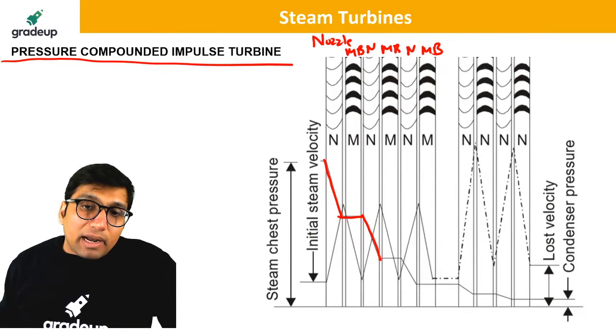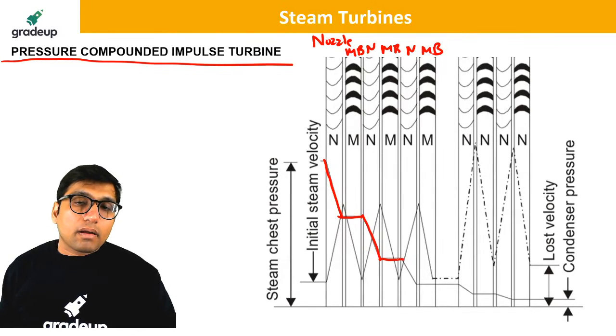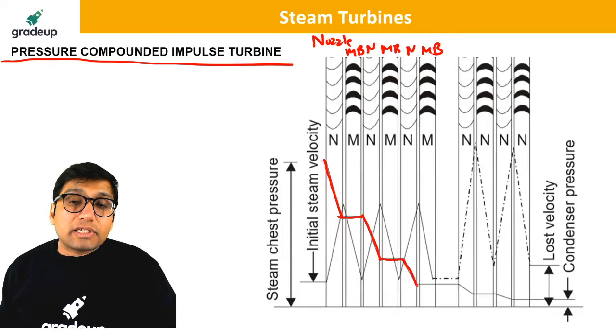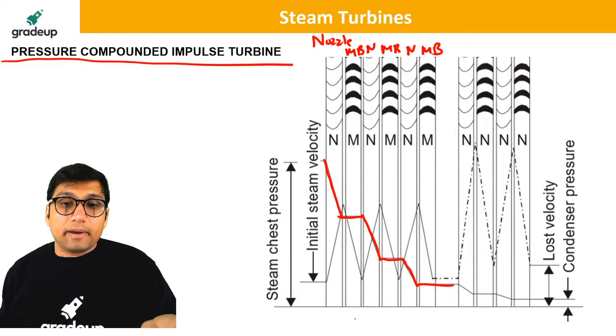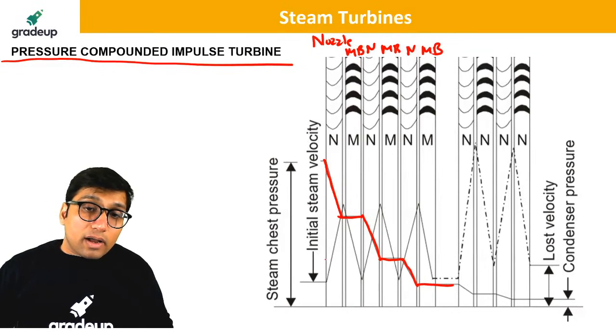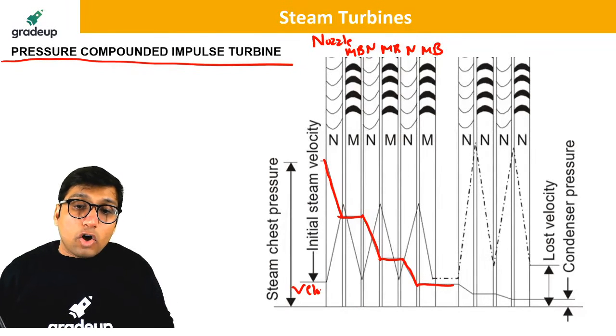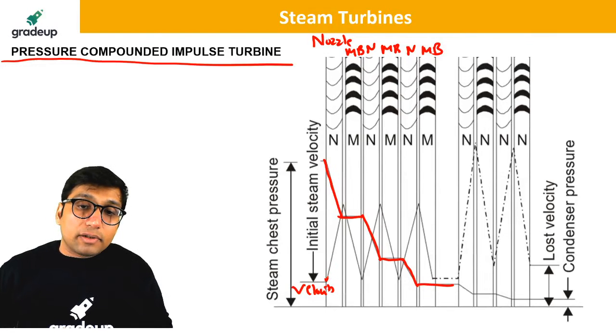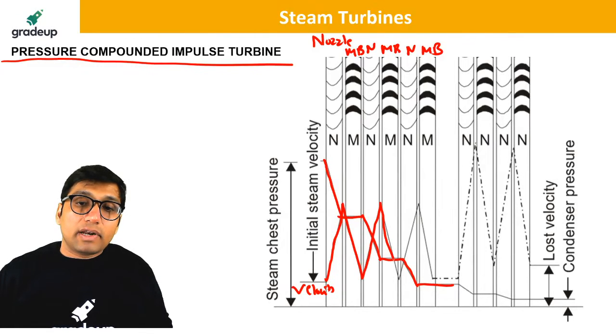Again we have a moving blade, the pressure will be constant. Again a nozzle, again the pressure will reduce. And again the pressure will be constant in the moving blade. If we talk about velocity, velocity will always increase in the nozzle. In the moving blade, velocity will decrease. Again velocity will increase in the nozzle, decrease in the moving blade.